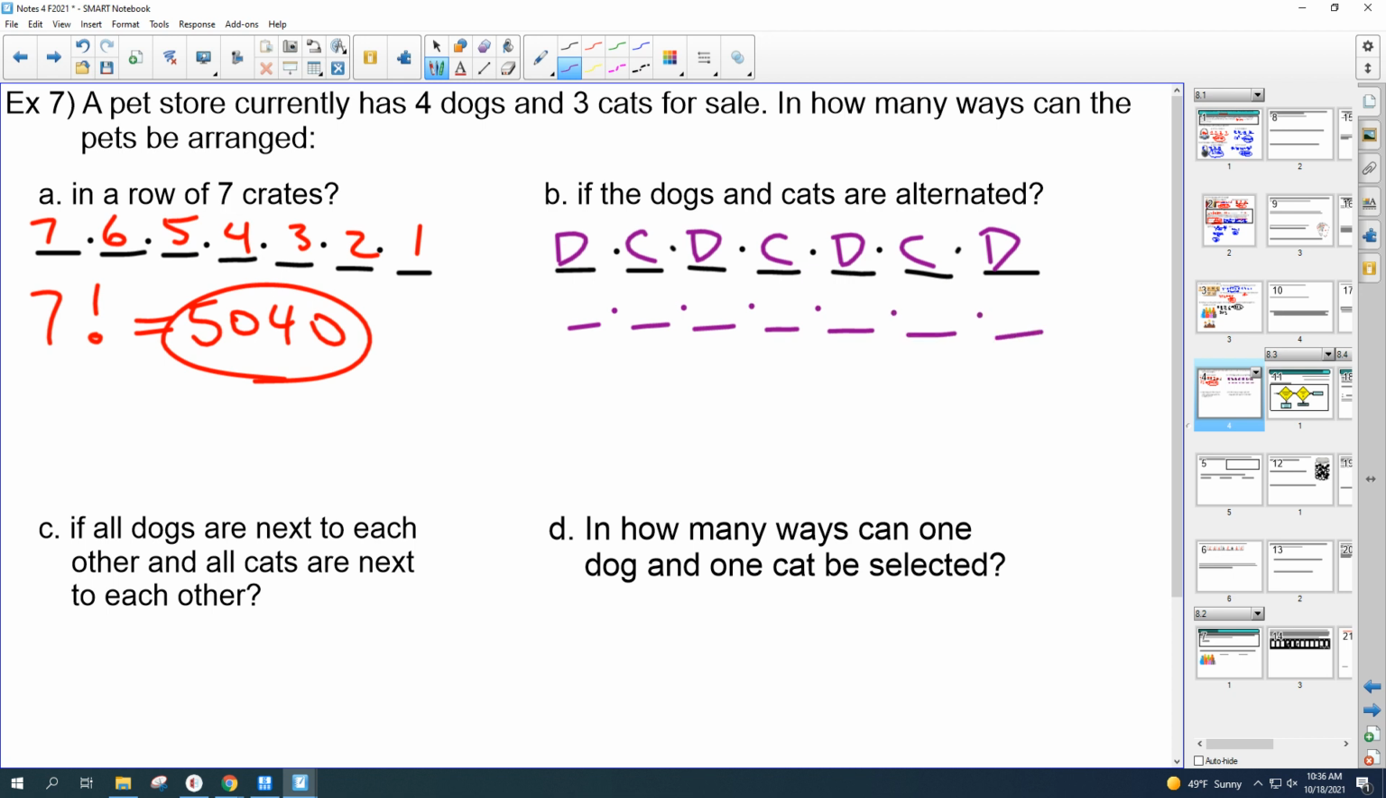it's not quite the same problem as before, because there are not 7 different ways of filling that first crate. How many ways are there to fill that first crate? 4. And so if you just look at the dogs, 4 dogs, 3 dogs, 2 dogs, 1 dog, I kind of see a 4 factorial in there. But then we do the cats. How many different ways are there of filling in that second crate? 3 cats, very good, 2 cats, 1 cat. So you've kind of got a 4 factorial shuffled together with a 3 factorial.